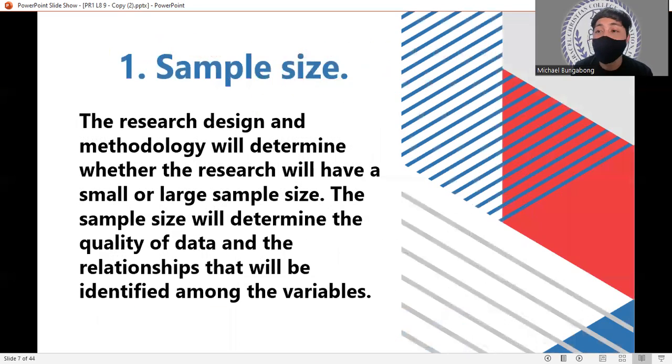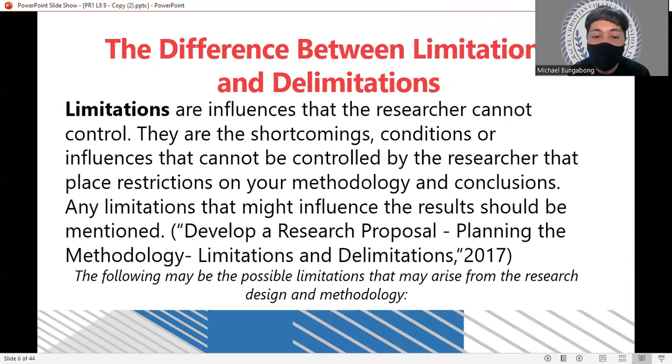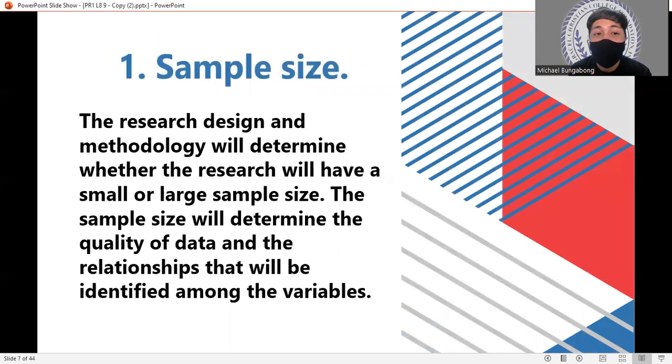Okay? So, for example, one of the factors or reasons of the possible limitations that may arise in the research is the question of sample size. Now, the research design and methodology will determine whether the research will have a small or a large sample size. So the sample size will determine the quality of data and the relationship that will be identified among variables. So the common designs that they use are the qualitative and quantitative research designs.